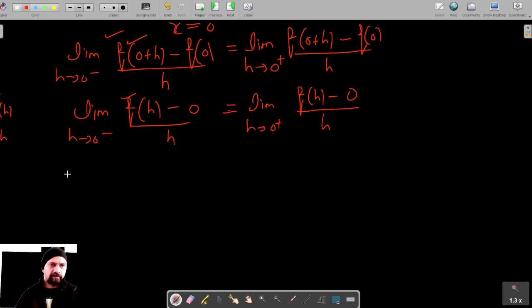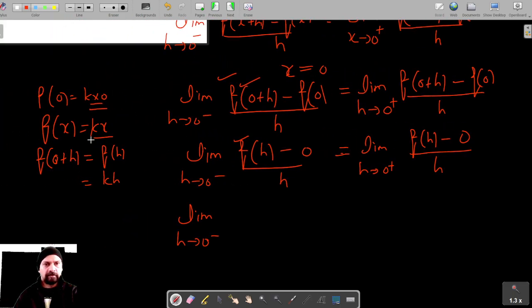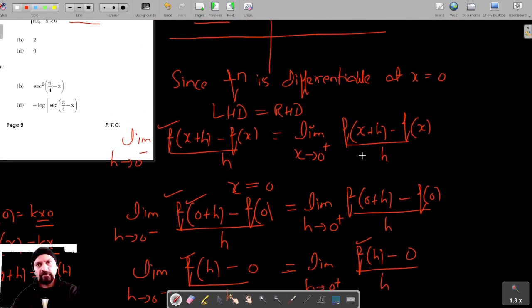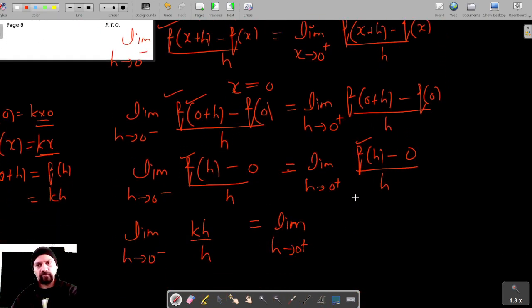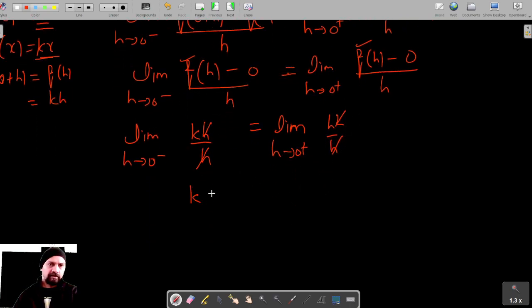Now let's put in the value of the function for the left hand and the right hand derivatives. So f of h is kx, and instead of x we are going to put h. So this is kh by h, and this is equal to limit h tends to 0 positive. And for the right hand derivative, the function is x squared, so this is h squared by h, and this gets cancelled, and here it's h.